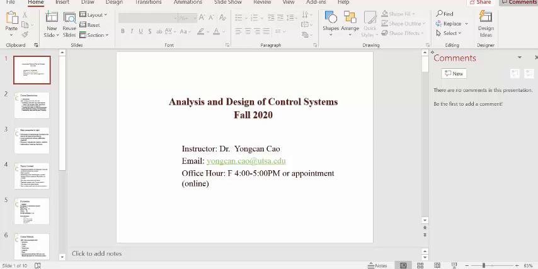Now let me briefly describe some important things that are included in the syllabus. First of all, this is my name and my contact information. You can send me email, which is the most convenient way for me to communicate with you. I also list my office hour, Friday from 4 to 5 p.m., or by appointment. You can send me an appointment request if you want to talk with me live. That's also okay.